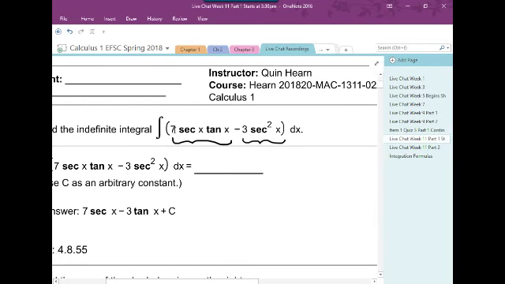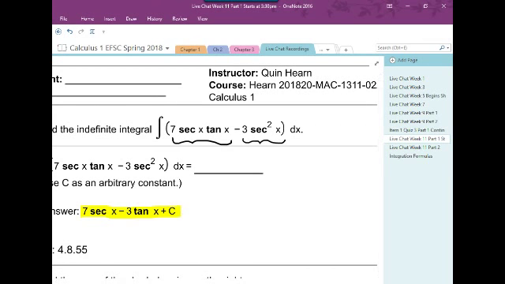And what you see is the 7 stays the same. The integral of secant tangent is secant. And the negative 3 stays the same. And the integral of secant squared is tangent. So you see our solution down here. 7 secant x minus 3 tangent x plus c.